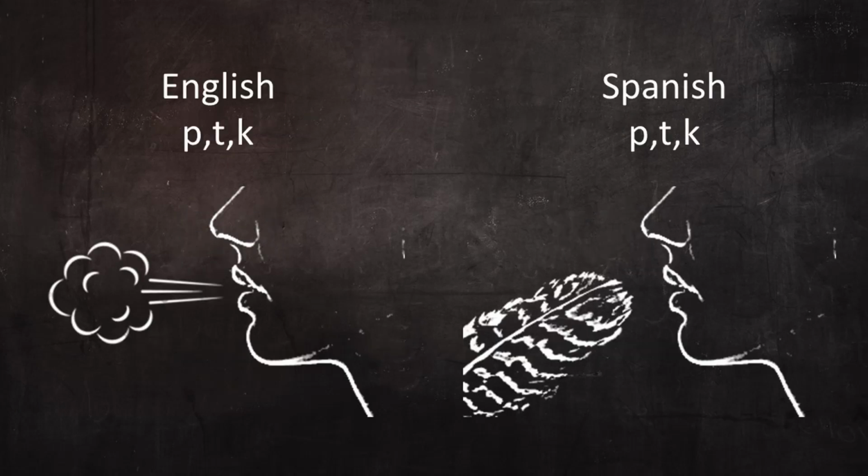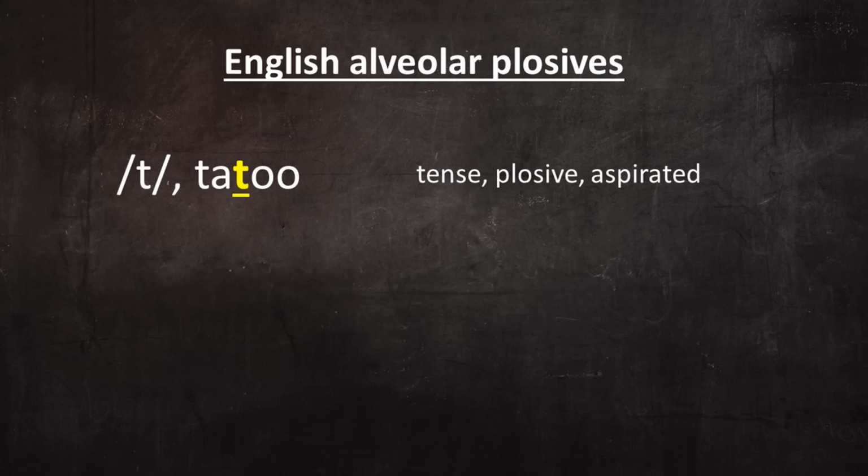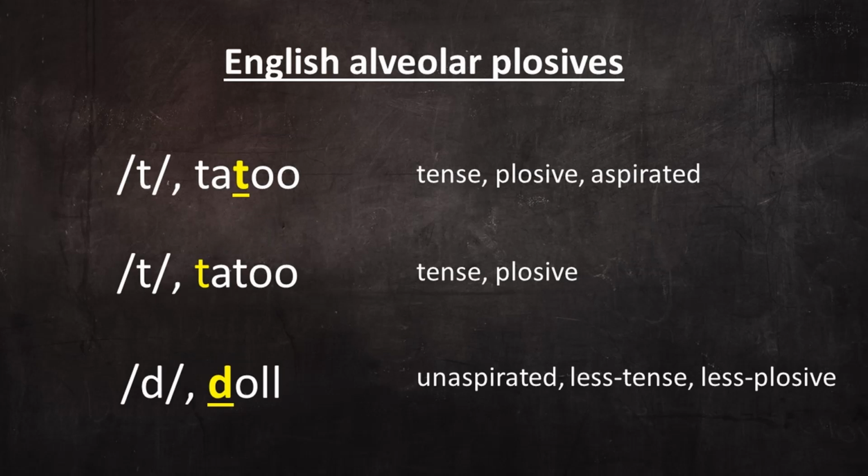The situation with English and Spanish T is similar with regard to tension and plosiveness, but it's different in the point of articulation. Still, it's useful to make the comparison. If you rank English alveolar plosives, voiceless and voiced, they go like this, with stressed syllable initial T, tense, plosive, and aspirated, unstressed syllable initial T, tense and plosive, and stressed syllable initial D, unaspirated and both less tense and less plosive than any T sound.